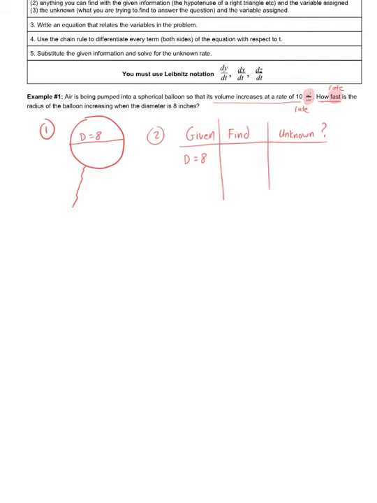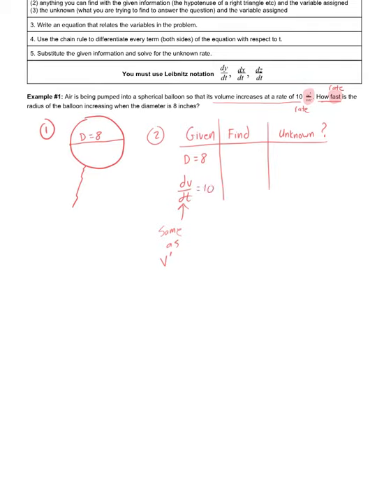Anything that's changing has to be assigned a rate variable. So we could call it V prime. In this unit, we're going to use Leibniz notation. So we're going to give that dV/dt. That is the same as V prime. It's the derivative of the volume. Again, this is not a fraction. It is a symbol for the derivative of the volume, and that is 10.